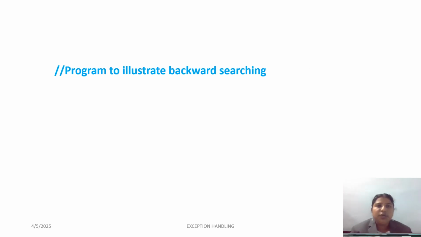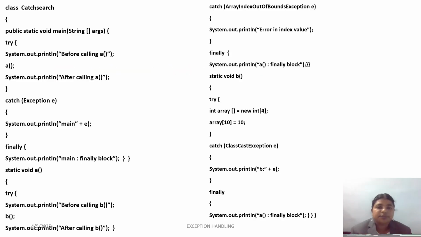Here is a program to illustrate backward searching. So defined here is a class search. Within the main method, within the try block, we can find a function call to method A, and there is a catch block to handle the exception that occurs inside main. There is finally a method to display the message that the finally block is working.